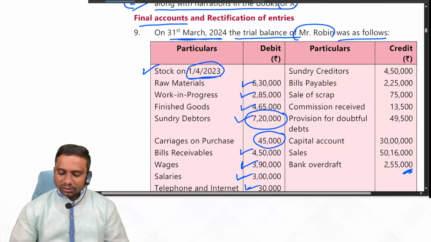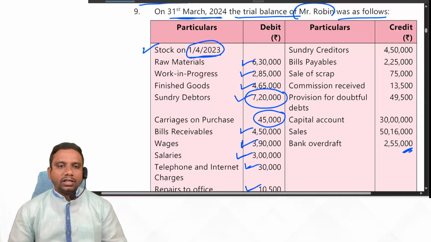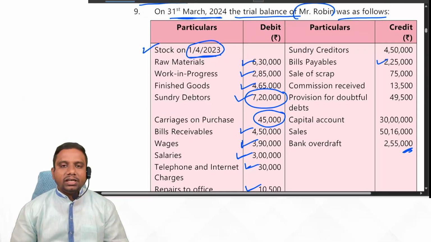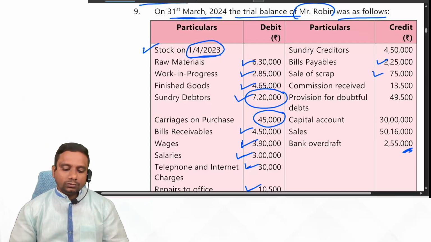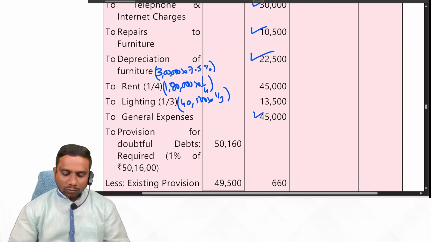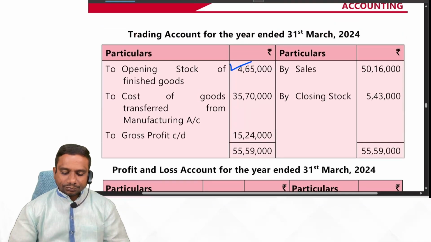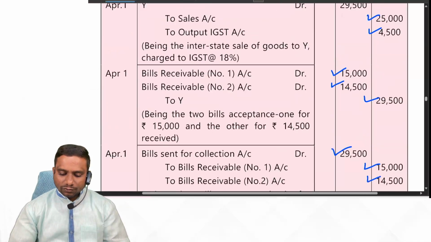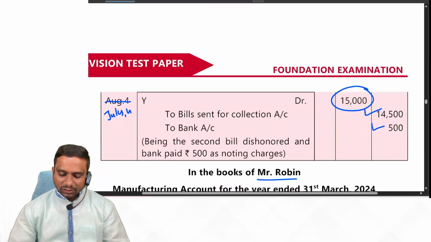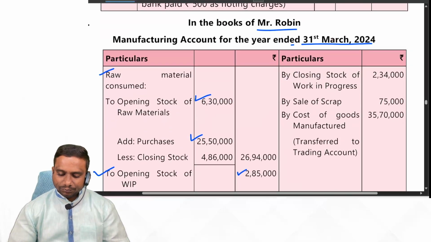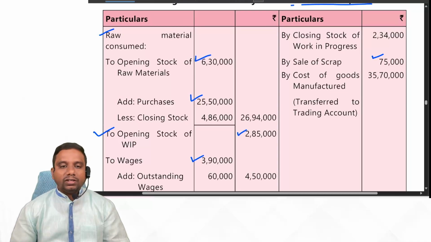Credit side items, look at sundry creditors. It's a balance sheet item. Bills payable, balance sheet item, sorry, liability side of the balance sheet. Sale of scrap is shown on the credit side of the manufacturing account. Observe the manufacturing account, by sale of scrap. Next one.